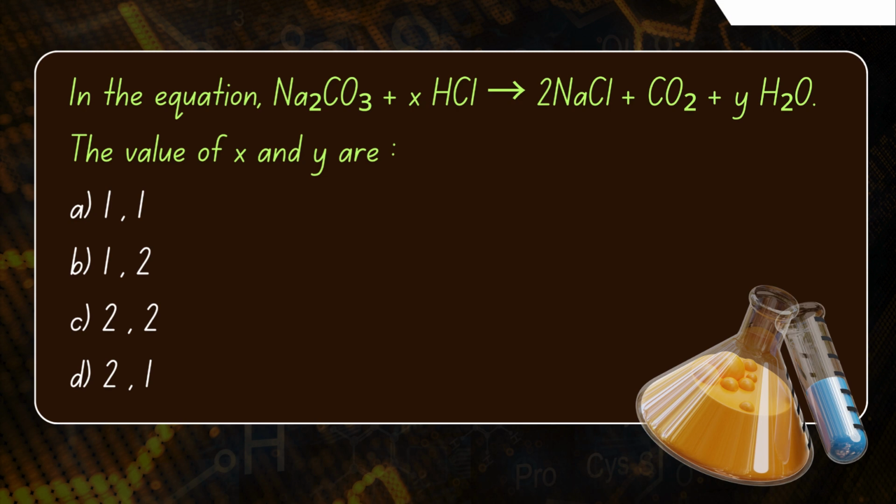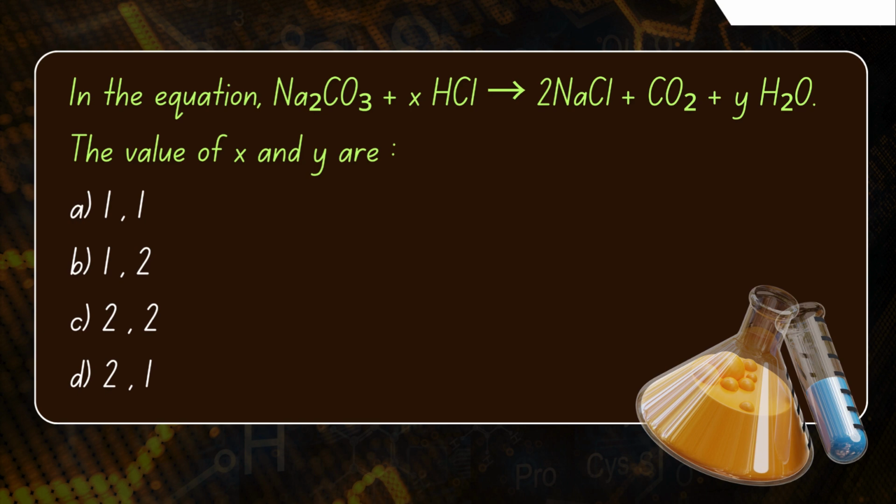This page has a question for you to try. We have a chemical equation, but we need to fill in some missing numbers to make it balanced. Here's the question in words. We have sodium carbonate reacting with some number of hydrochloric acid molecules, making sodium chloride, carbon dioxide, and some number of water molecules. You need to figure out how many hydrochloric acid molecules and how many water molecules there are.